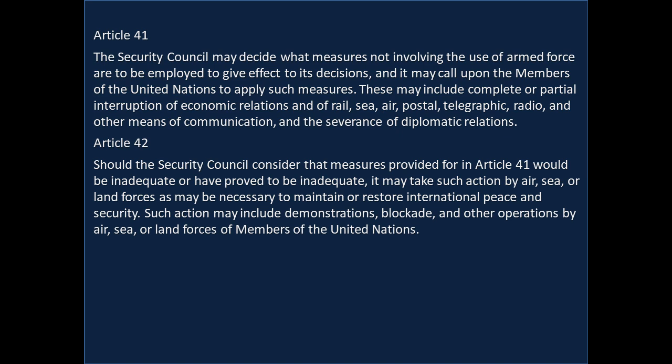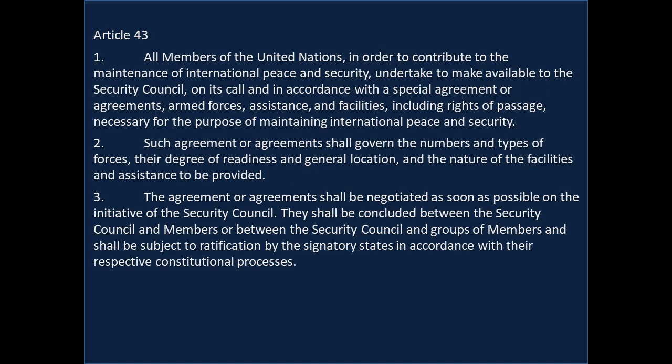Article 41. The Security Council may decide what measures not involving the use of armed force are to be employed to give effect to its decisions, and it may call upon the members of the United Nations to apply such measures. These may include complete or partial interruption of economic relations and of rail, sea, air, postal, telegraphic, radio, and other means of communication, and the severance of diplomatic relations. Article 42. Should the Security Council consider that measures provided for in Article 41 would be inadequate or have proved to be inadequate, it may take such action by air, sea, or land forces as may be necessary to maintain or restore international peace and security. Such action may include demonstrations, blockade, and other operations by air, sea, or land forces of members of the United Nations.